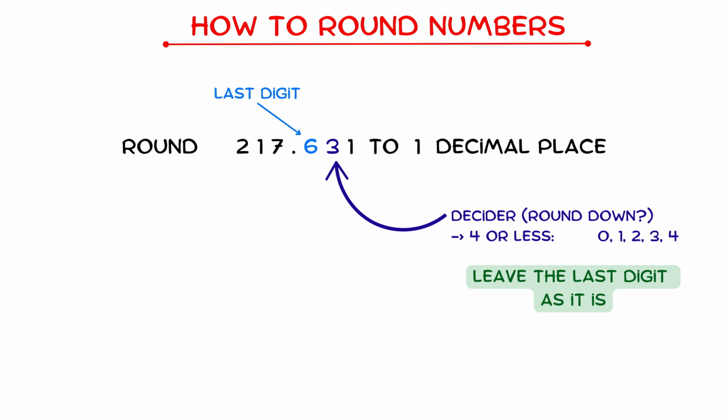Because 3 is in the 4 or less group, it tells us that we're going to have to round down, and when we round down, we keep the last digit as it is, so the 6 stays as a 6. This means that all we have to do is rewrite it as 217.6, and that's it. So, effectively, we just got rid of the 3 and the 1.